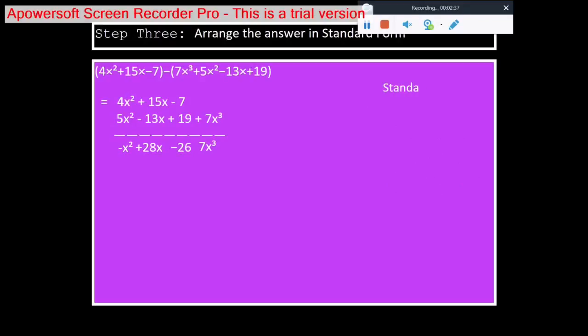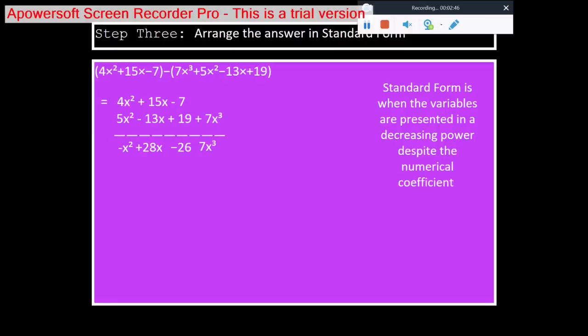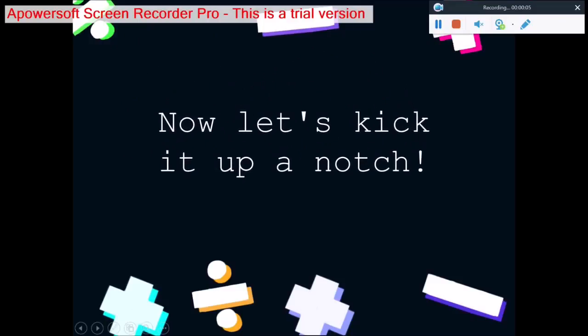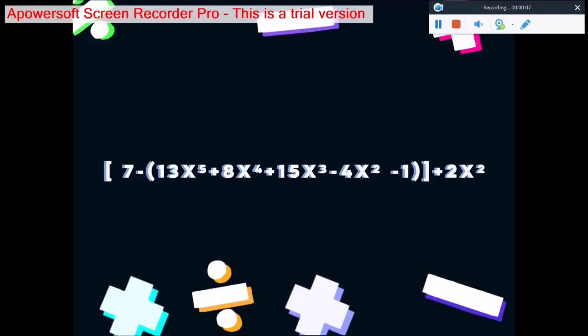So we arrange the answer in standard form. Standard form is when the variables are presented in a decreasing power despite the numerical coefficient. So we have the final answer written in standard form. Now on to the next example.